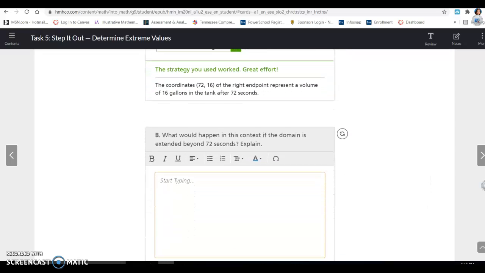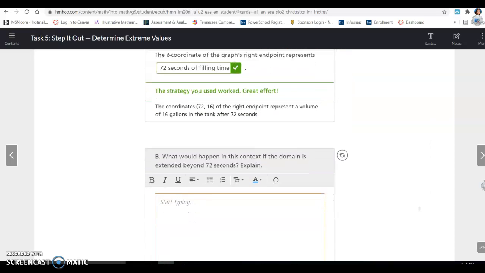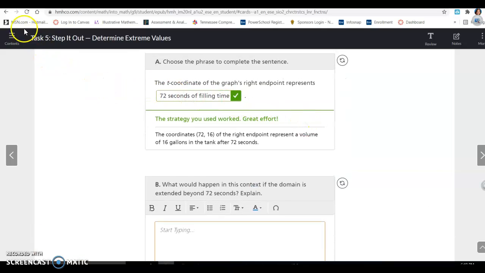It says, what would happen in this context if the domain is extended beyond 72 seconds? Well, it shows here at 72 seconds, the tank is full at 16 gallons of gas. So if you kept pumping gas after it's full, the gas would overflow onto the ground. So you definitely don't want to do that. That one was quick. We're going to move on to task 6.